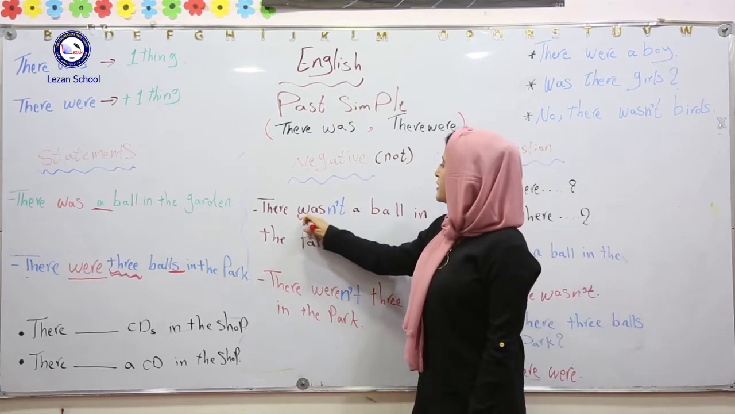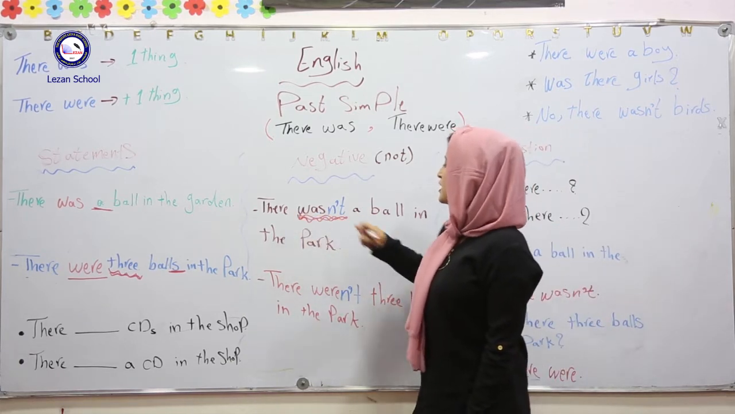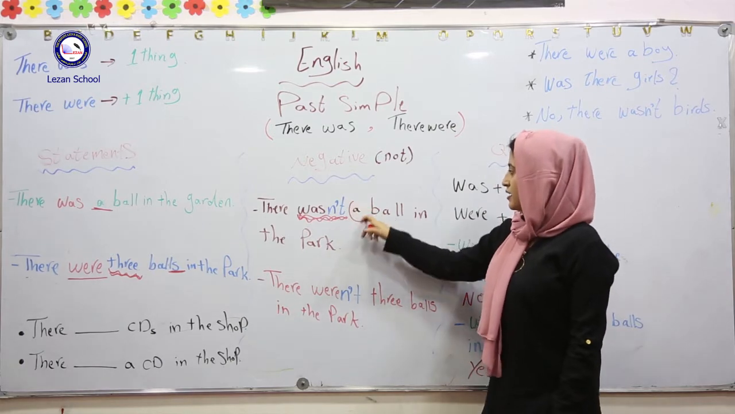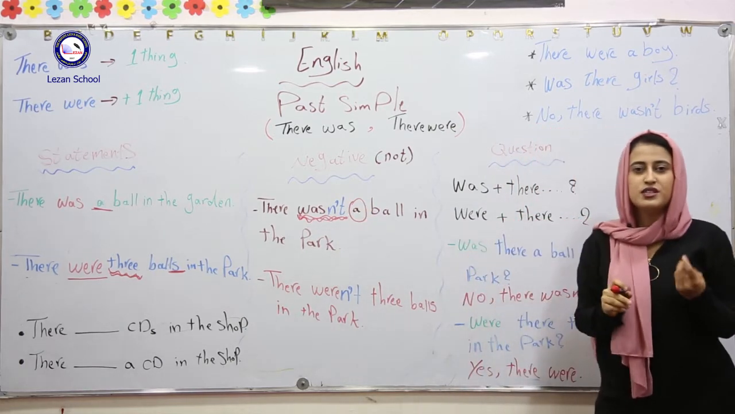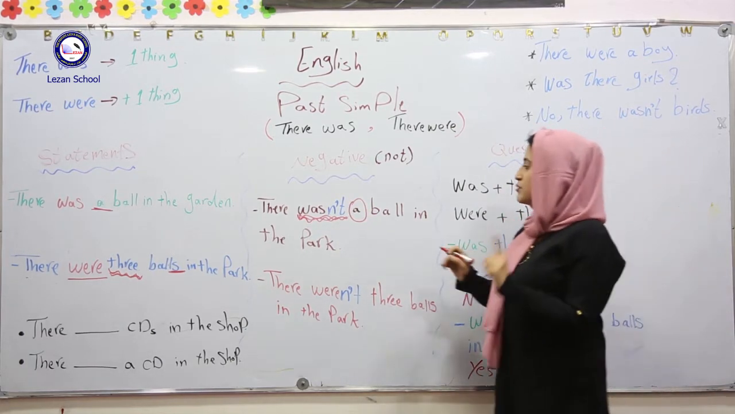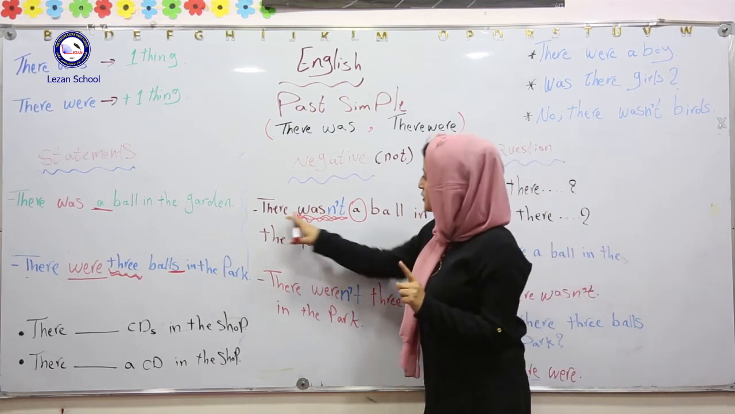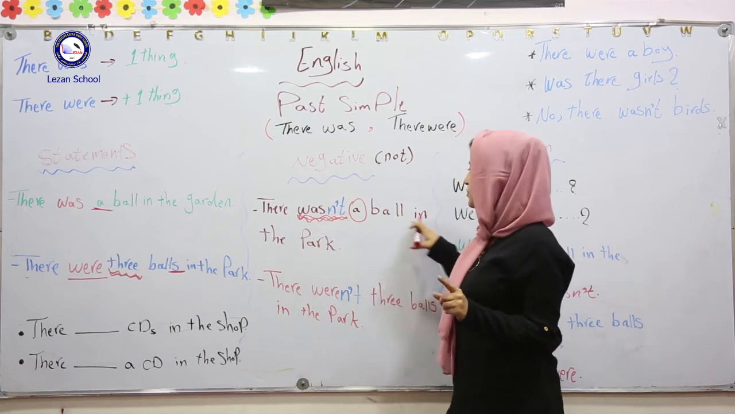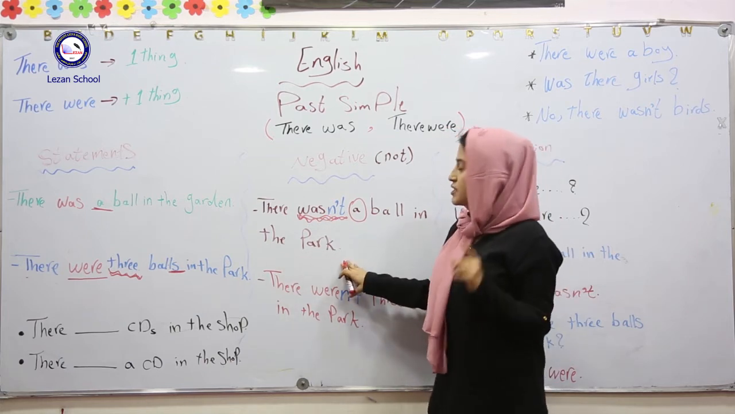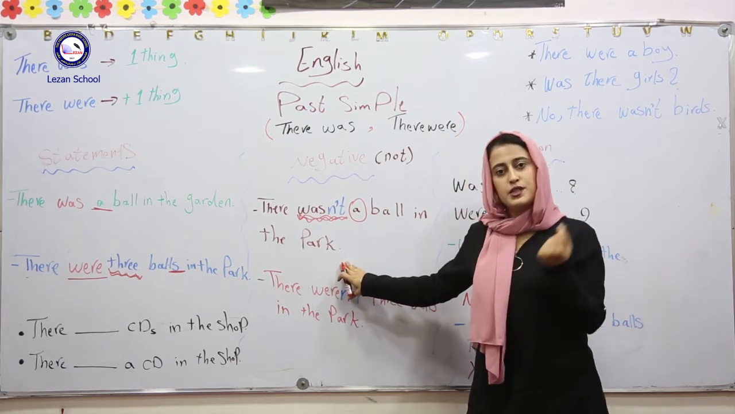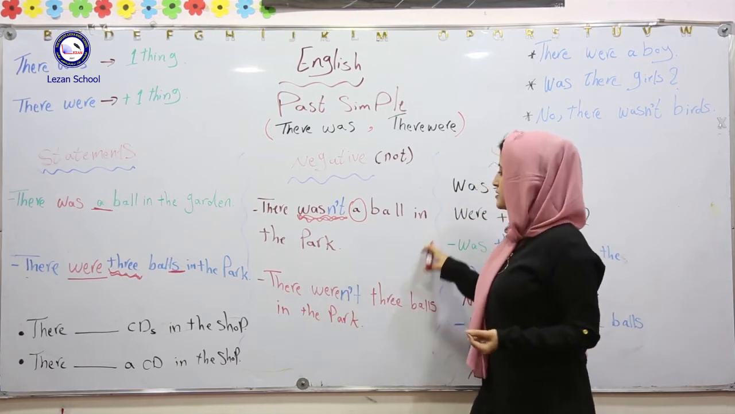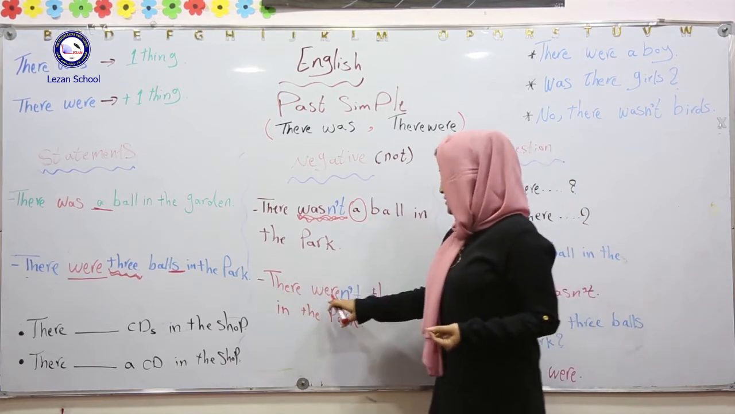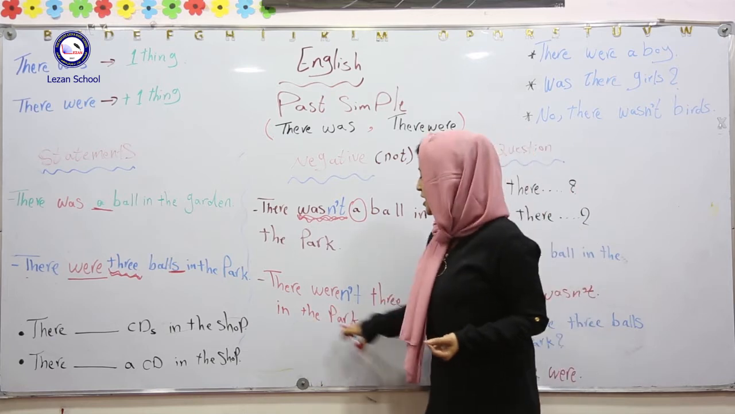Again, we use there wasn't, was. Why? Because we have a. As I said, a means one ball. We cannot say there weren't a ball in the park because there was only one ball, and with one we use there was. There weren't 3 balls in the park.